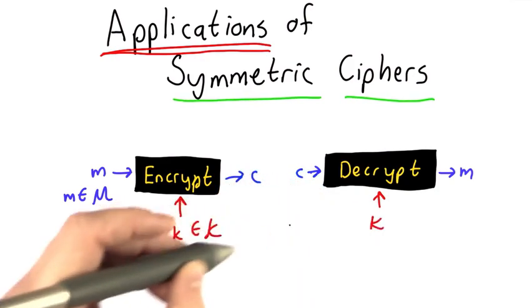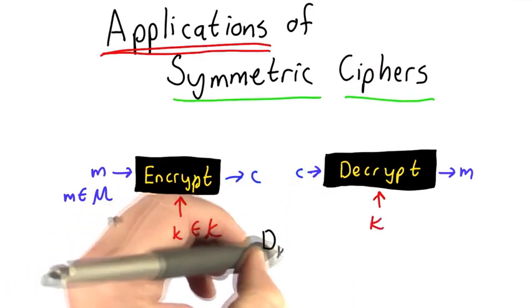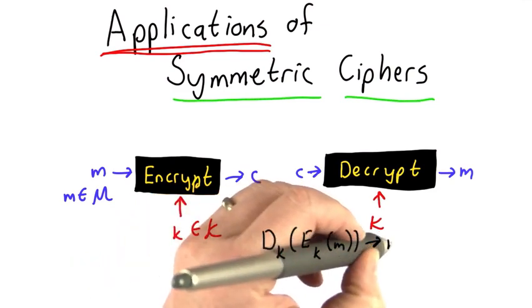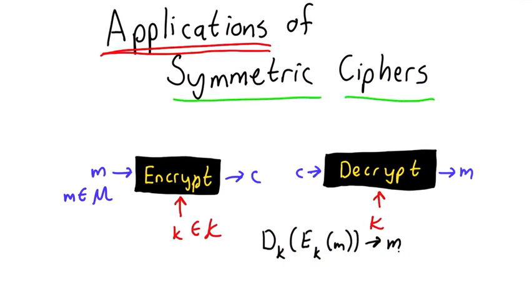And our correctness property is that the decryption with the same key of a message encrypted with that key gives us the same message. For the rest of this unit, we're going to assume that we have some function that provides encryption and decryption. AES is a good choice for most applications. And we're going to look at how to use these functions to solve problems.